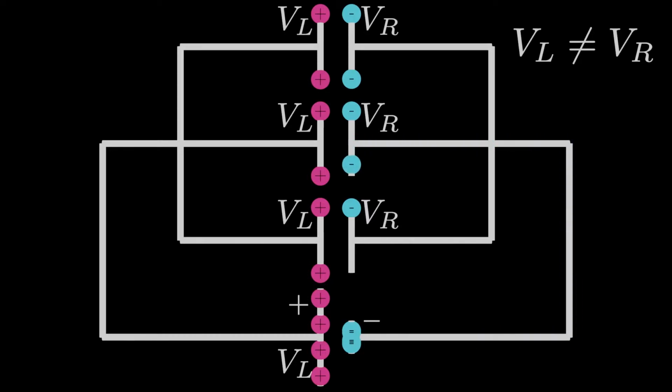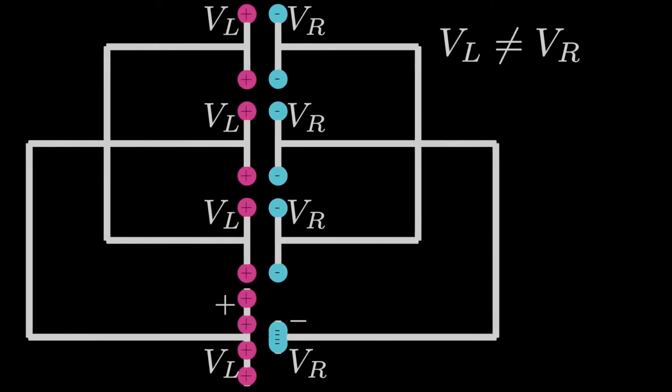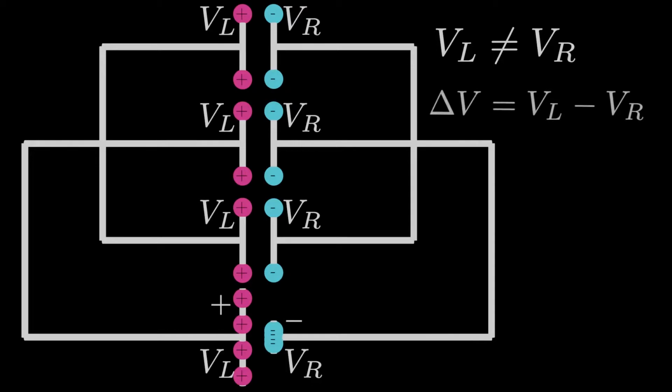Also, by symmetry, for each pair of plates, the magnitude of the charge on one plate is equal to the magnitude of charge on the other plate, provided the plates are really close together. Now, in the configuration we have here, we can conclude that the potential difference across each of the capacitors is the same as the potential difference across the battery. And that's actually really good news here, because we usually know what the potential difference across a battery is.